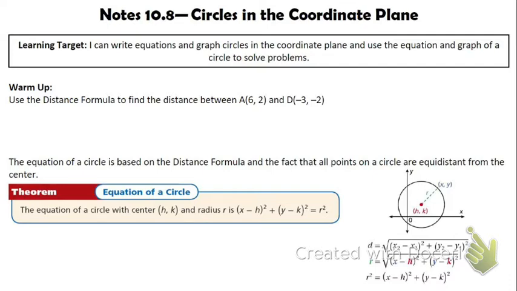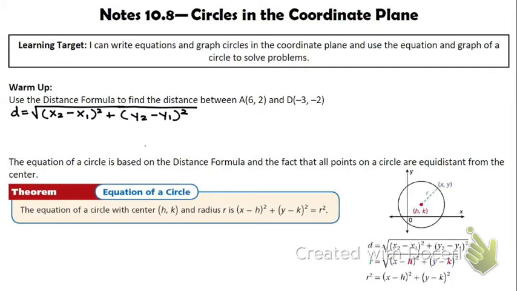So remember, the distance formula is d equals the square root of x2 minus x1 squared plus y2 minus y1 squared. And if you recall, when we learned about distance formula, we talked about how that's related to the Pythagorean theorem. So you can kind of see how all of these different things are intertwined.